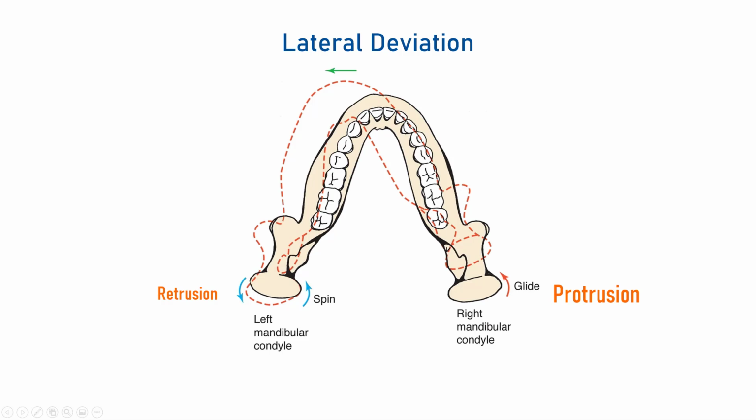So that's really the three things you can do. You can either open your mouth, close your mouth. That's one set of movements. You can stick your jaw forward or bring it back. That's another set of movements. Or you can stick your jaw to the left or to the right. And that's basically it for TMJ movements.